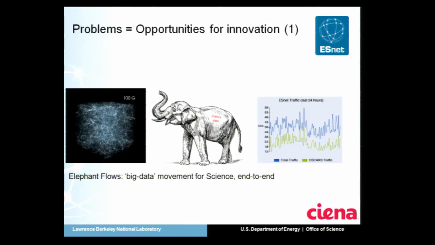Again, I think we have all talked about these problems. I'm not going to dwell on that, but the way we want to look at this is that each problem is an opportunity for innovation. The first one is this big science data flows problem, which we are all familiar with, and that drives our thinking and our reason for innovation. Next slide.